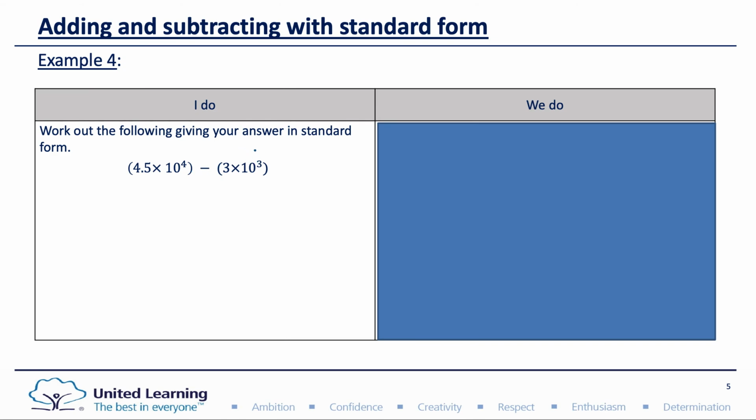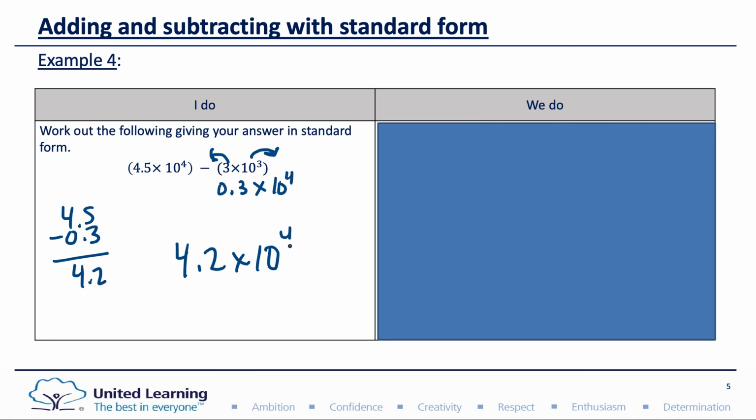So what I mean by that is, usually if you manipulate this number, it makes your life a little bit easier. So watch, I'm going to make this one larger, which means this has to become one smaller, so the number stays the same. So I end up getting that. Now that the powers are the same, I go to subtract the fronts. And I know it's 10 to the fourth, so my answer is 4.2 times 10 to the fourth.